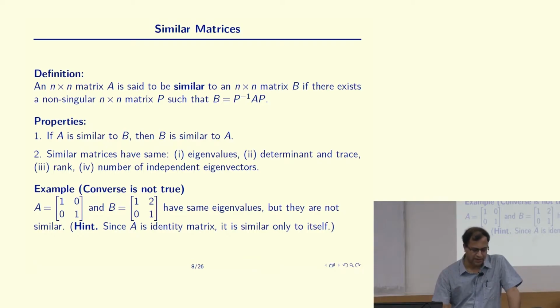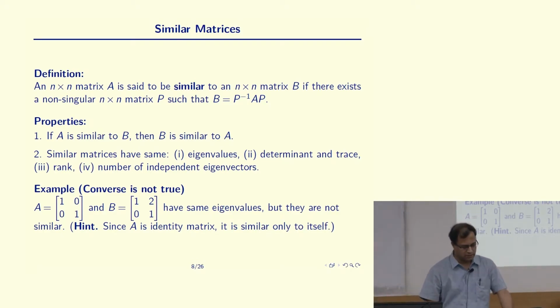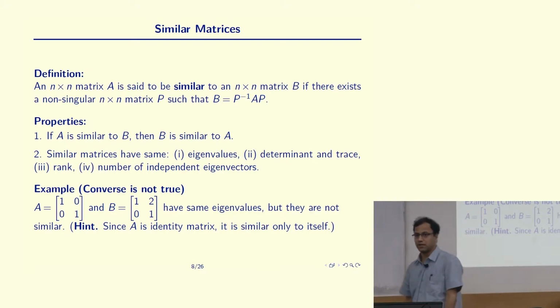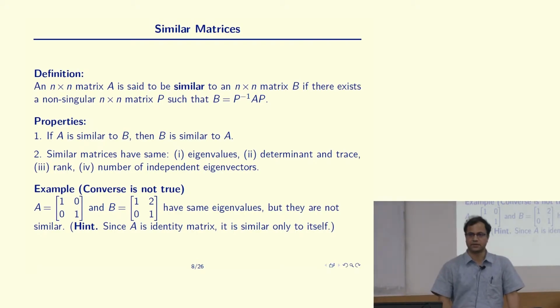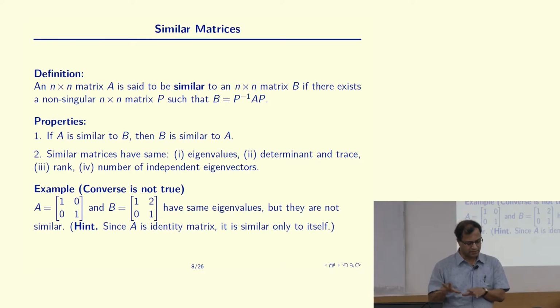Similarly, we can show that the eigenvalues will also be the same for matrix B and matrix A. Their rank will also be the same, and the number of independent eigenvectors will also remain the same, because their eigenvalues are the same. So if some of them are distinct, we'll get the independent eigenvectors. For similar matrices, these properties remain the same: the eigenvalues, determinant, trace, rank, number of independent eigenvectors.